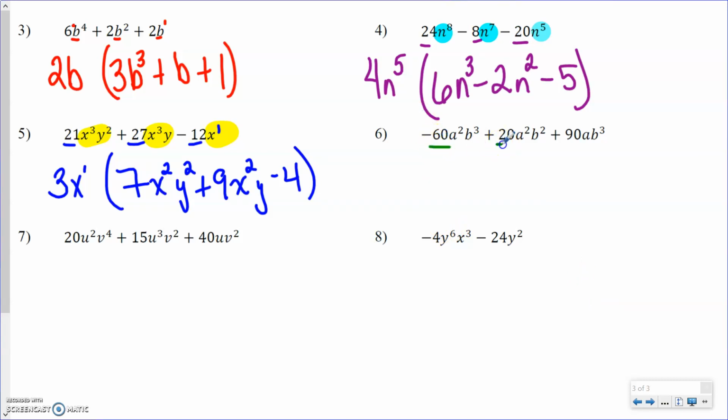Next one, 60, 20, 90. I can divide them all by 10. Notice they all have a's. The smallest exponent for our a is 1. And they all also have b's. Smallest exponent for our b is 2.